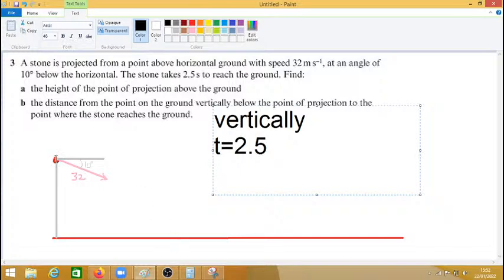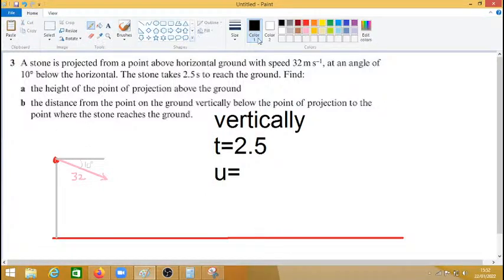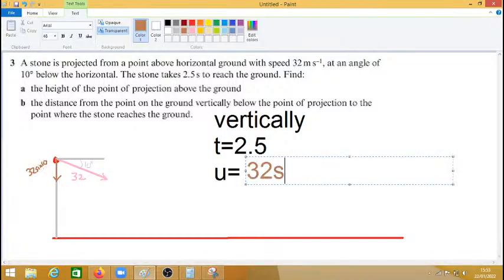What was the initial velocity vertically? The initial velocity was 32 meters per second, but we want the vertical component, so that's this one. That's not next to the angle, so let me just draw that in for you so you're clear. We want the vertical component of the 32, so that's this bit here. So that's going to be 32 sine of 10. 32 times sine of 10 degrees is the initial velocity going down.